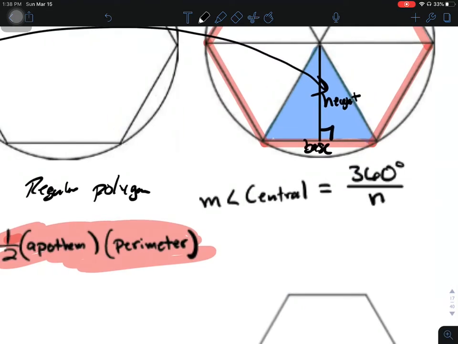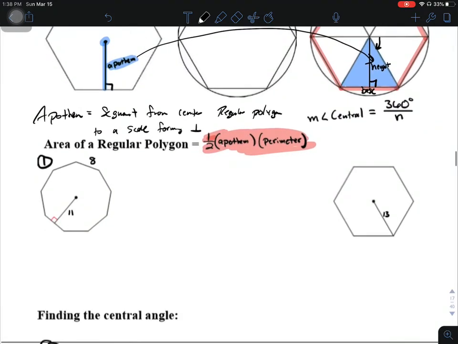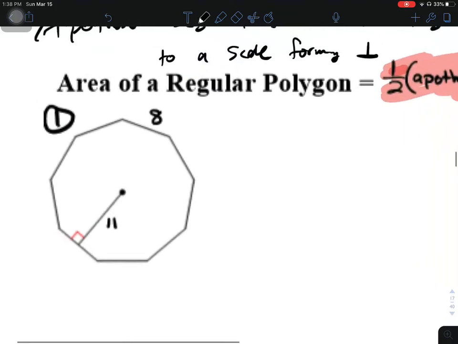Just to remind you, the measure of a central angle of a regular polygon, and that would be like this angle right here, is 360 degrees divided by the number of sides. So let's try using this formula. We are to assume this is a regular figure, even though, like on a test, there should be some type of words or symbols that let you know it's regular.